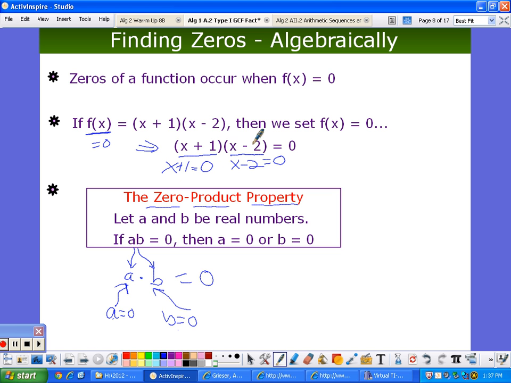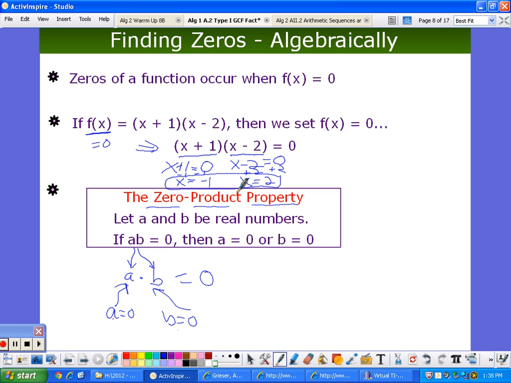So now what we do is we solve this for 0. And we can solve that equation by subtracting 1 from both sides. This one I can add 2 to both sides. And now I have solved a strange looking equation that we've never really seen one like this before. But we can solve it because we know that they both could be 0. So what are my solutions to this equation? x equals -1, x equals 2.